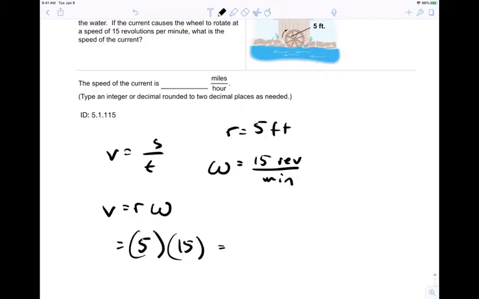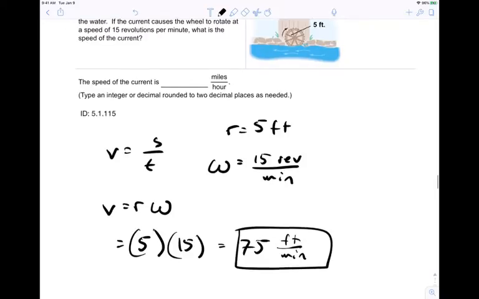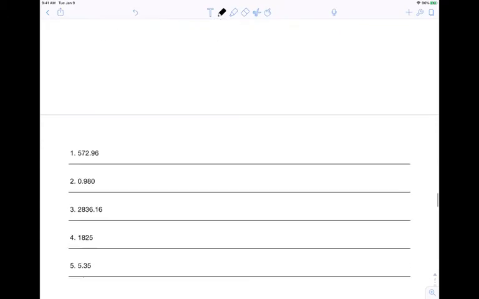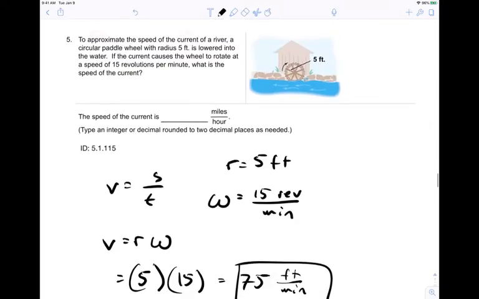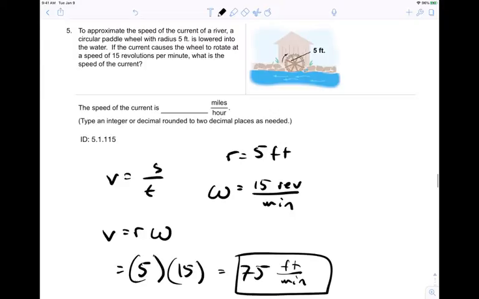What are the units there? Feet per minute? Let's see, how do we do? I think that's right. Number 5. Let's go back. What are we missing? Miles per hour. Oh, okay.